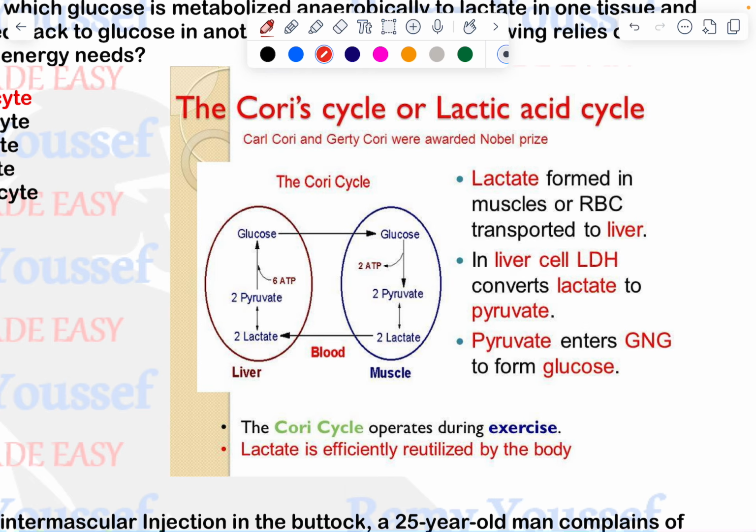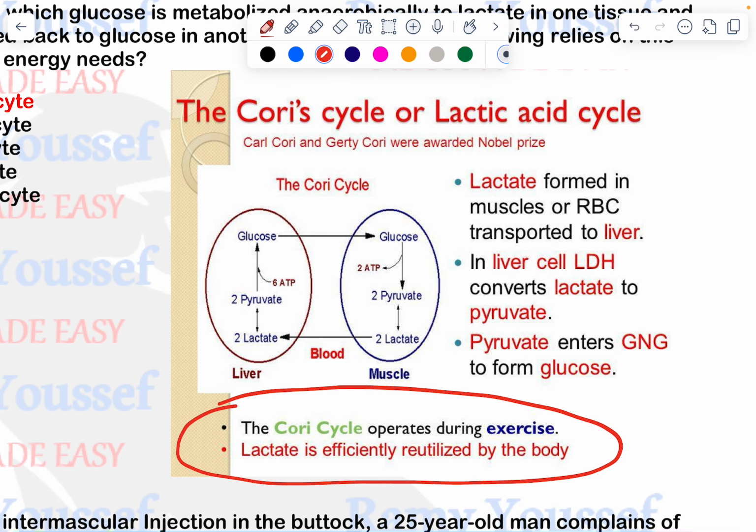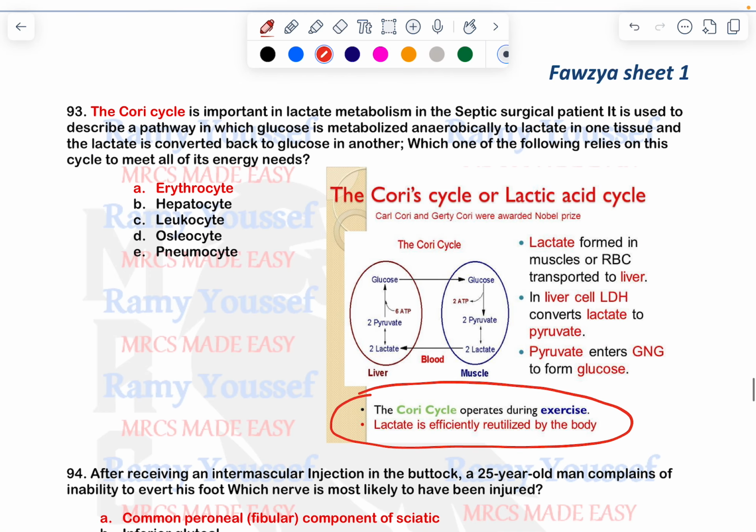The Cori cycle operates during exercise, and lactate is reutilized by the body in the liver. Liver cell LDH converts lactate to pyruvate. Pyruvate enters gluconeogenesis to form glucose.